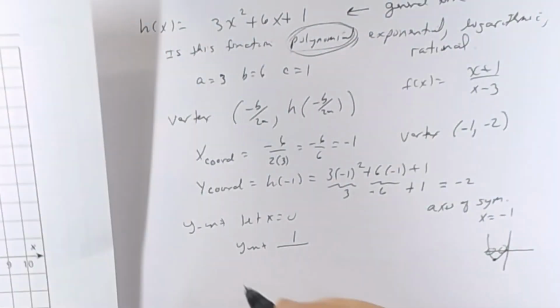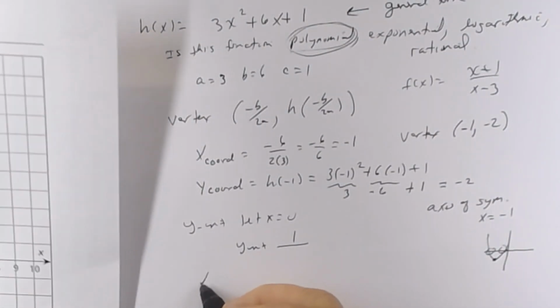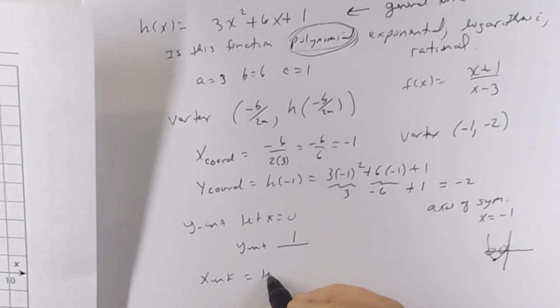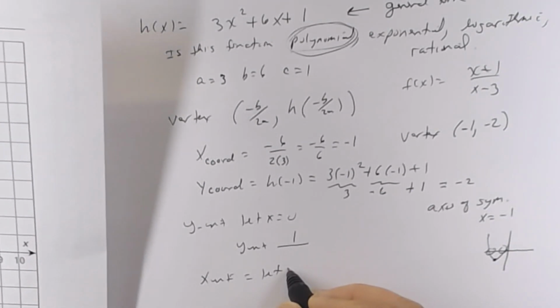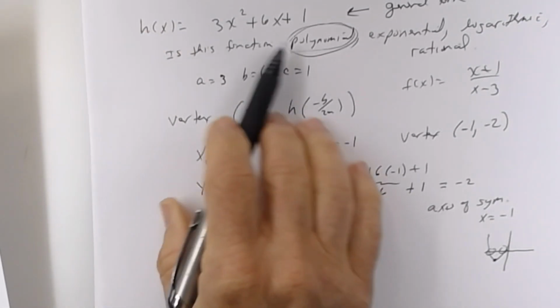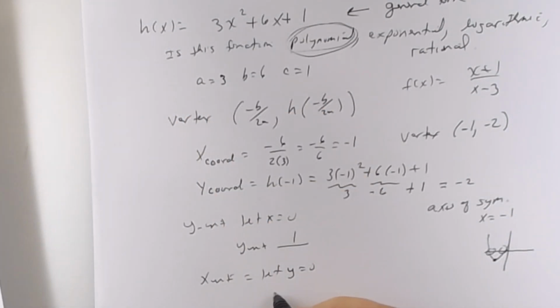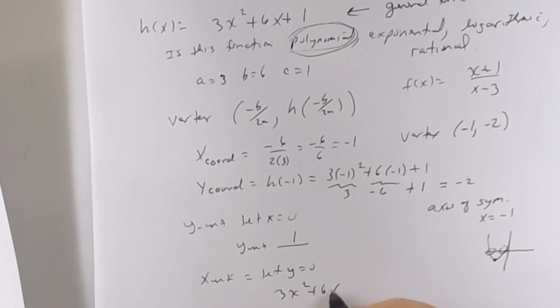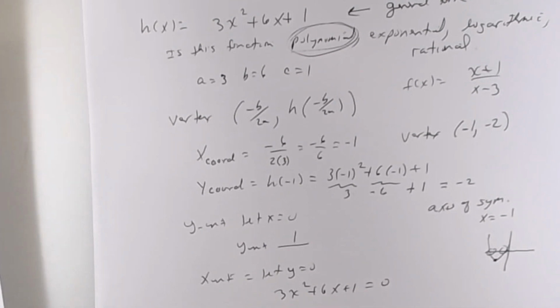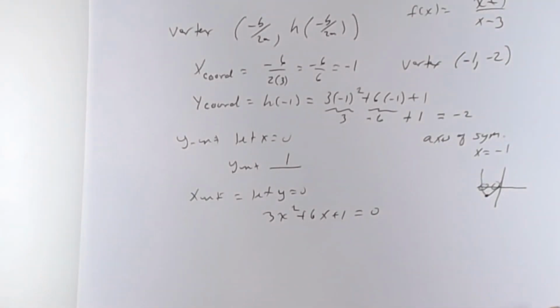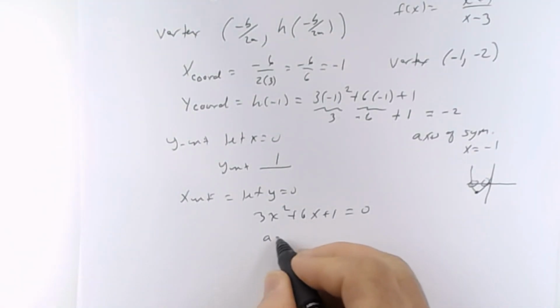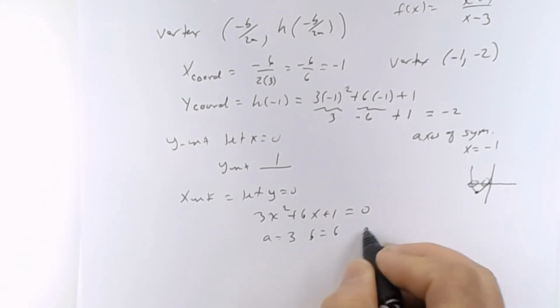All right. So let's find the x-intercepts. You let y equal 0. So I'm going to take this quadratic function and set it equal to 0. 3x squared plus 6x plus 1 equals 0. All right, what's A? 3. B? 6. And C? 1.